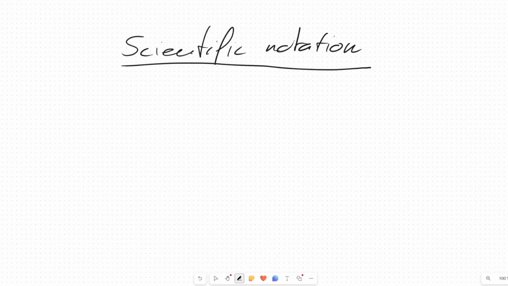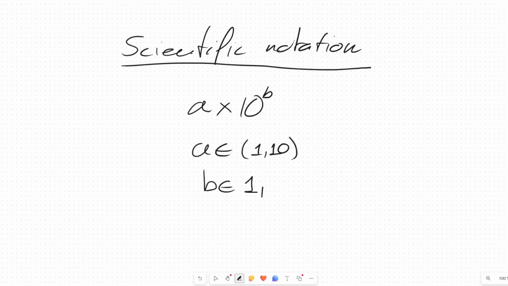A number written in scientific notation has the form a times 10 to the power of b, where a is a number between 1 and 10, and b is any full round number. For example, 1, 2, 3, 4, but also -1, -2, -3, or even 0. So any full round number could be b, but a has to be a number between 1 and 10.